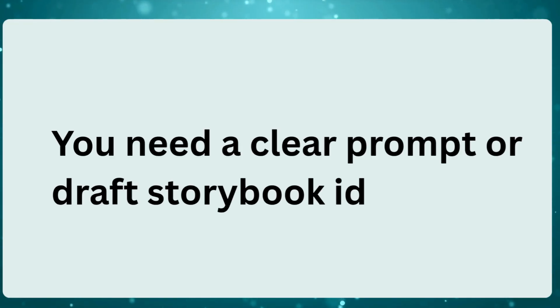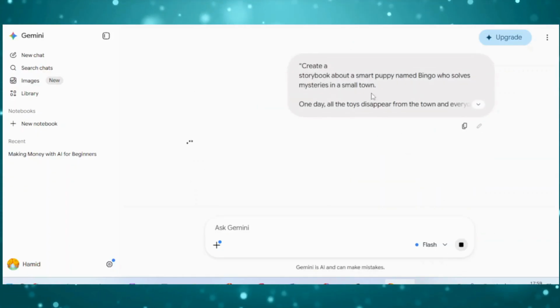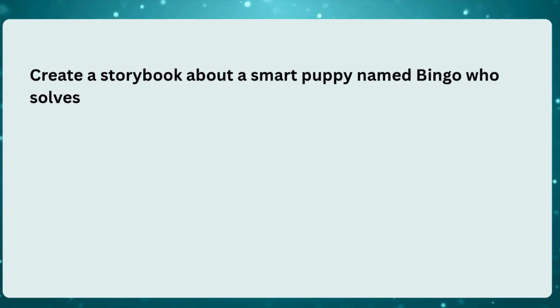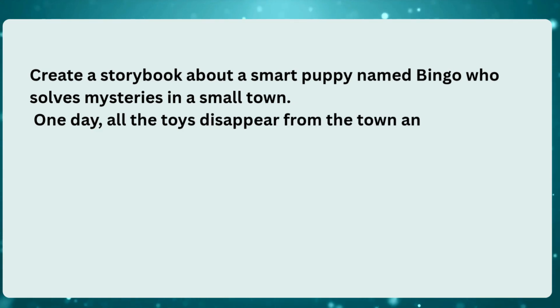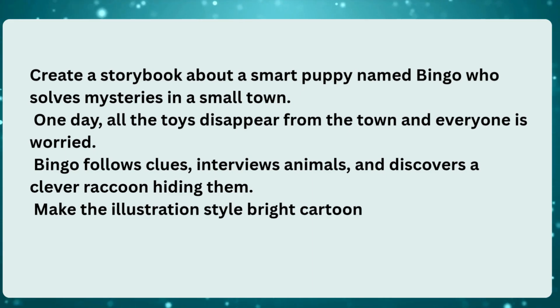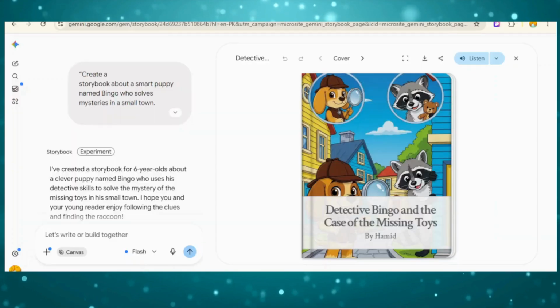Now let's create a simple storybook. You just need a clear prompt, like this. Example prompt: Create a storybook about a smart puppy named Bingo who solves mysteries in a small town. One day, all the toys disappear from the town and everyone is worried. Bingo follows clues, interviews animals, and discovers a clever raccoon hiding them. Make the illustration style bright cartoon detective style with magnifying glass effects.